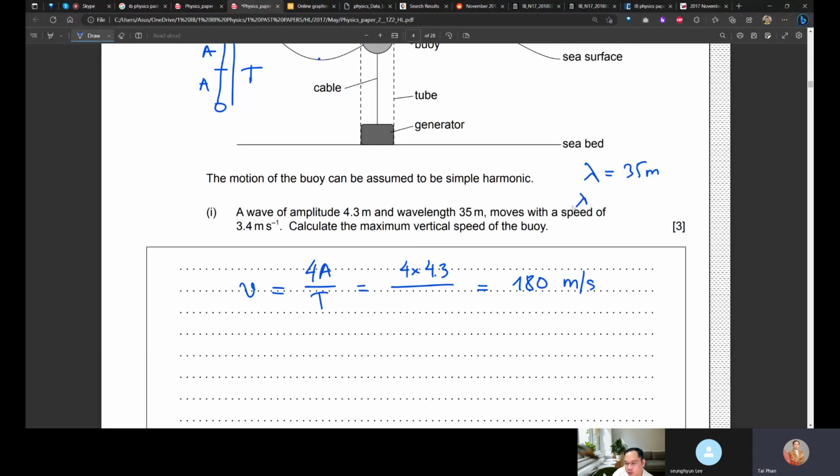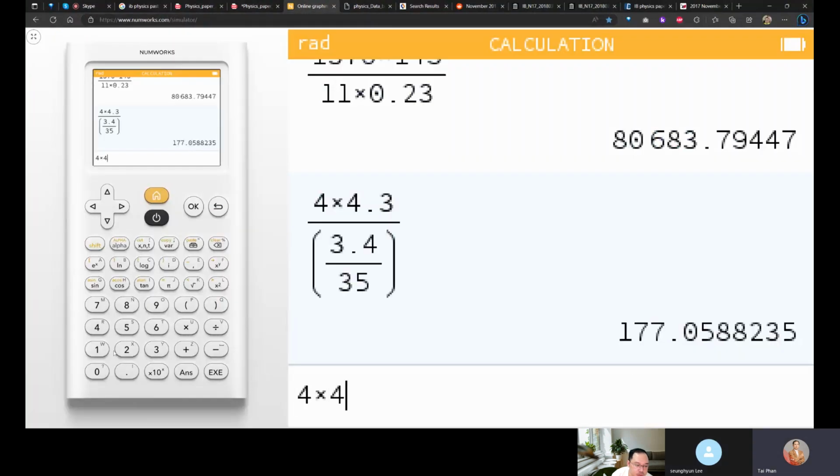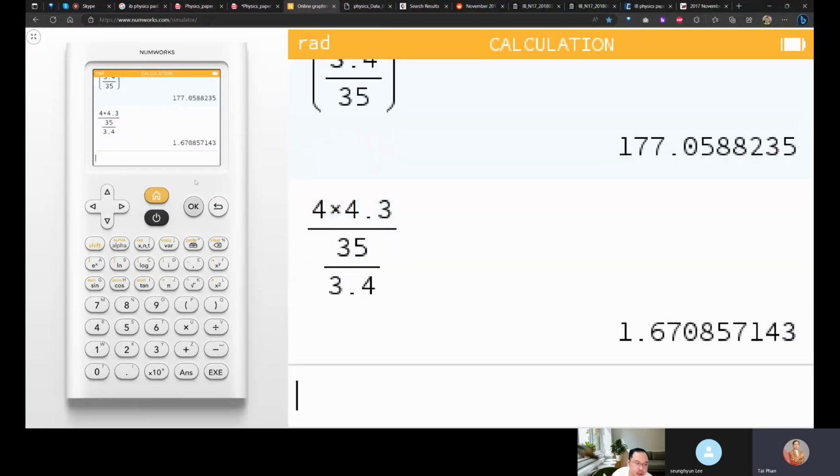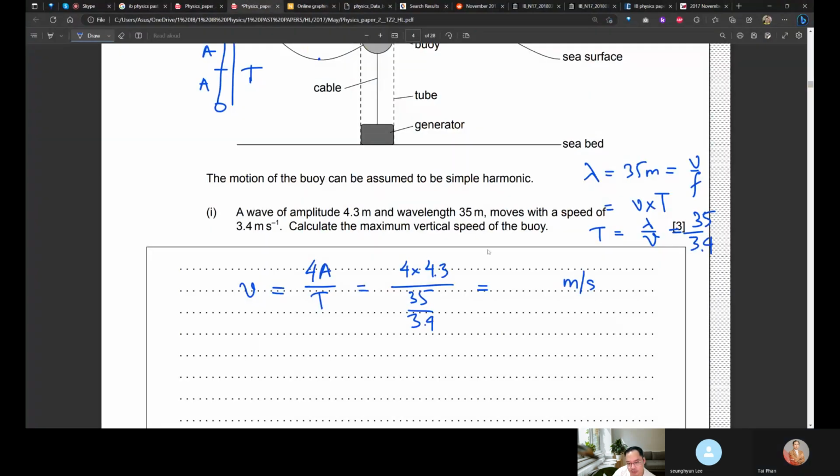This is the wrong formula for the wavelength. Wavelength is the speed divided by frequency, not divided by period. It is the speed multiplied by the period. I remembered the wrong formula. Therefore the period is the wavelength divided by the speed, which means 35 divided by 3.4. So 4 times 4.3, and then divide by 35 divided by 3.4. 1.67. It makes sense now. We can round to 1.7.